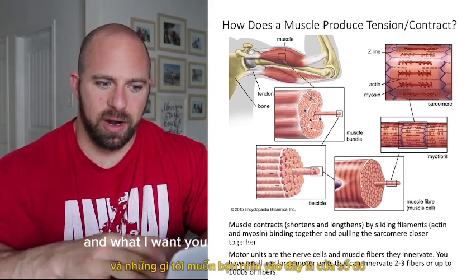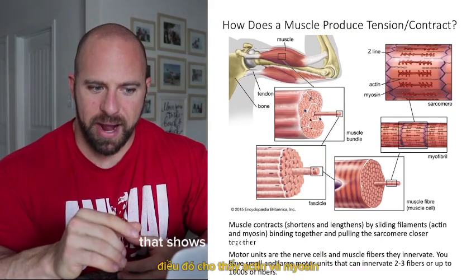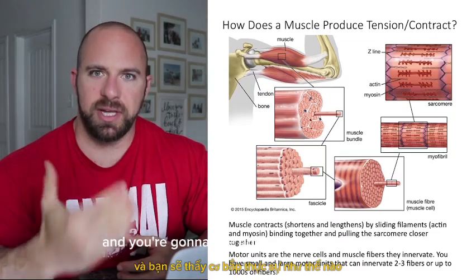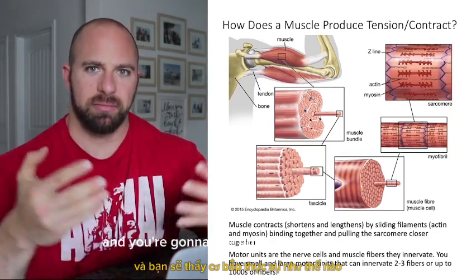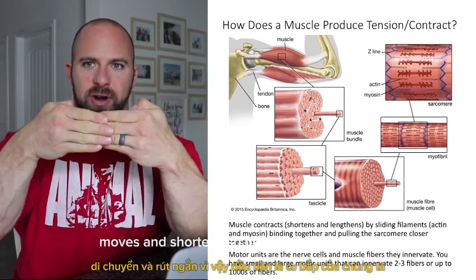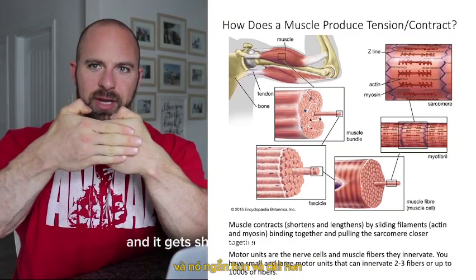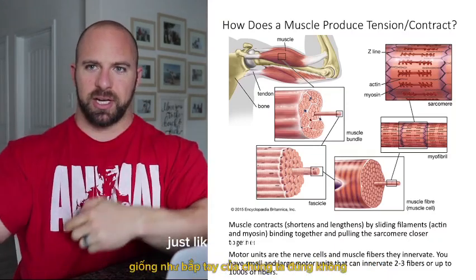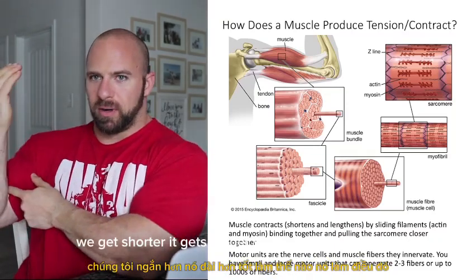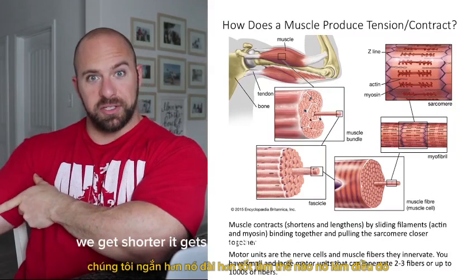And what I want you to look at here is that window that shows the actin and myosin contractile components, and you're going to see how a muscle actually moves and shortens. So if this is our muscle, and it gets shorter and it gets longer, just like our bicep, right? We get shorter, it gets longer. Well, how does it do that?